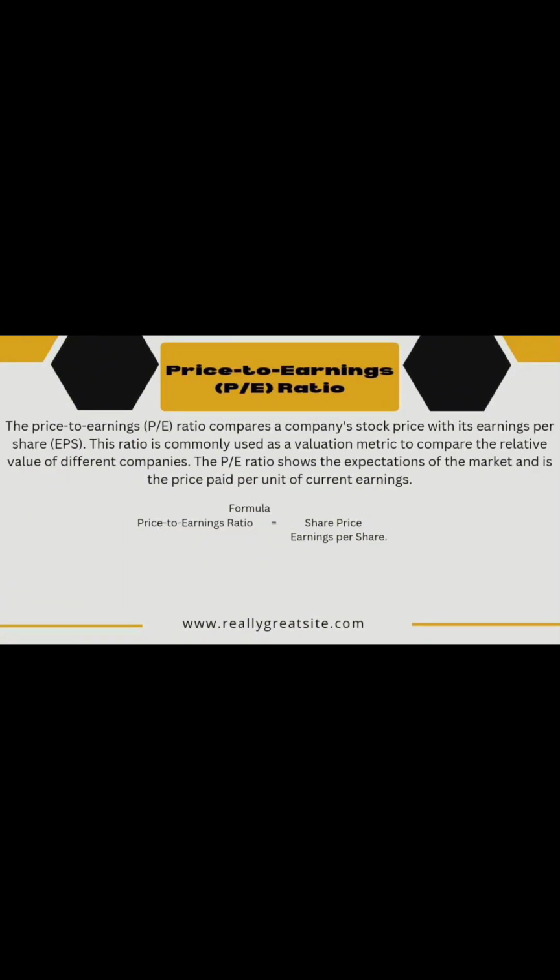Next is the price to earnings ratio. The price to earnings ratio compares a company's stock price with the earnings per share. This ratio is commonly used as a valuation metric to compare the relative value of different companies. The PE ratio shows the expectation of the market and is the price paid per unit of current earnings. And here is the formula of the price to earnings ratio.